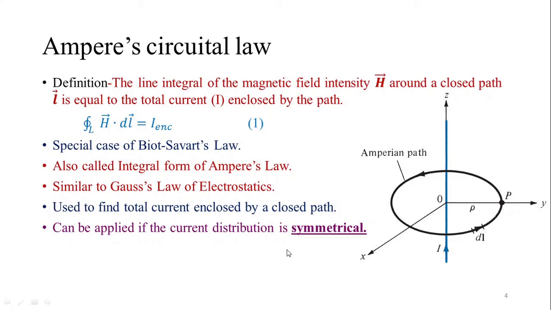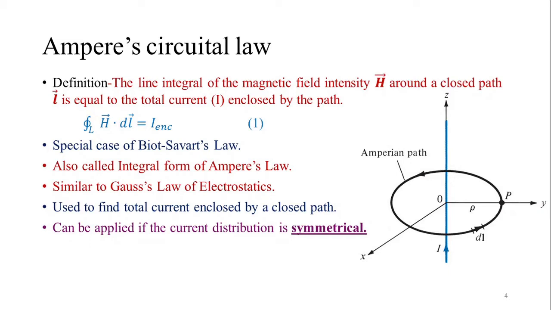Ampere's circuital law. Now let's see the second most important law in magnetostatics, that is called Ampere's circuital law. Here the definition states that the line integral of the magnetic field intensity H vector around a closed path is equal to the total current enclosed by the path.